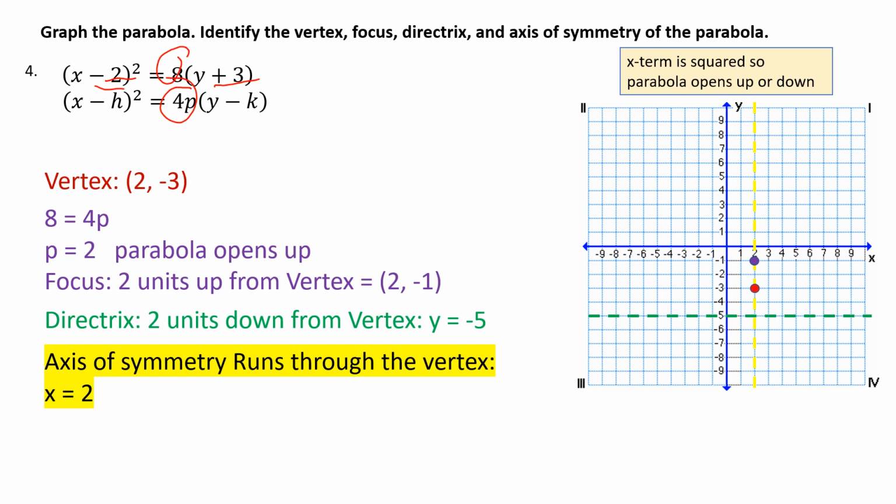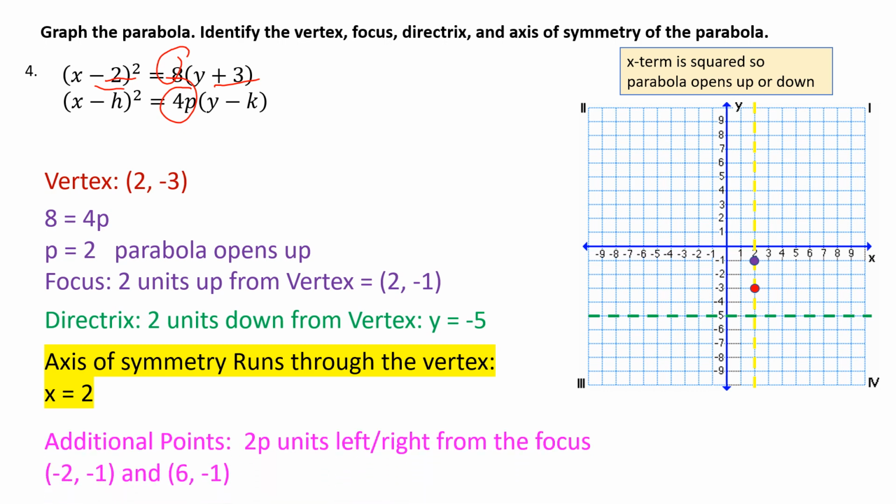I need a couple of points. Those determine the width of the parabola. So from the focus, you go 2 units to the left, 2 units to the right. 2 times 2, that's 4. So you go 4 units to the left, 4 units to the right from the focus, remember. And then I graph the parabola.